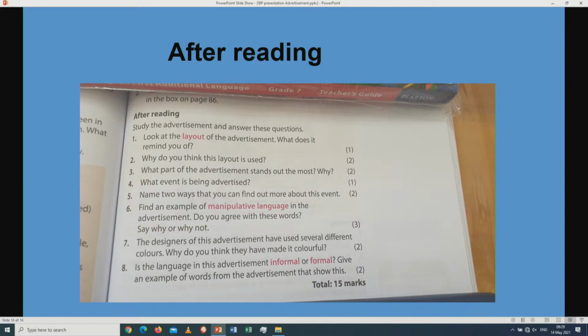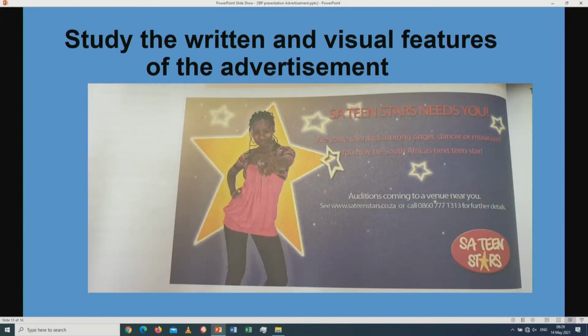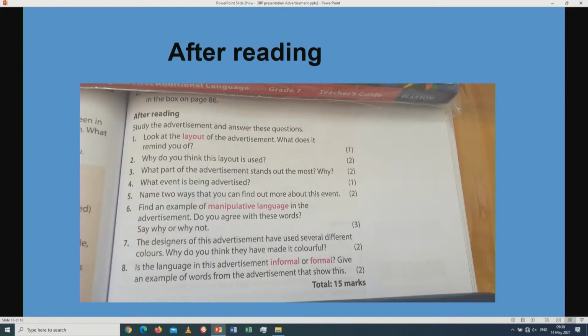What event is being advertised? Do you want us to go to the picture? What event is being advertised? There you go. I'm sure you are jotting down those answers. And then we move on to the next question.